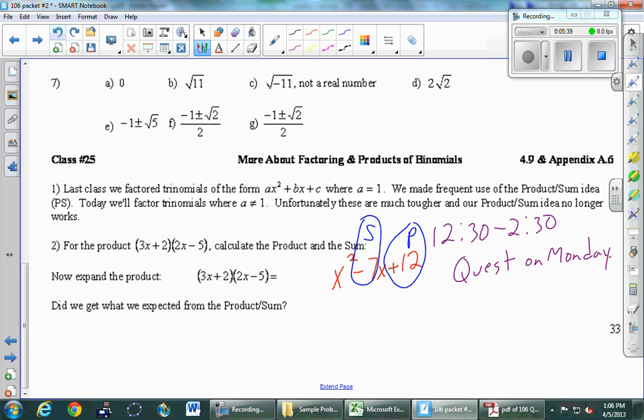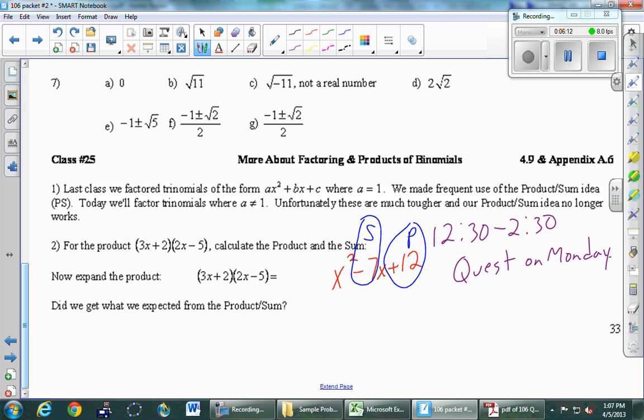Unfortunately, things are much tougher when the a, which is the thing in front of the x squared, is not 1. So here it was 1x squared, right? All the ones that we did last class were 1x squared. Today, we're going to tackle them when they're not 1x squared, but some other number, x squared. They're a lot harder, unfortunately. Okay, so let's try number 2 here. It says for the product, 3x plus 2 times 2x minus 5. Let's calculate the product and sum.